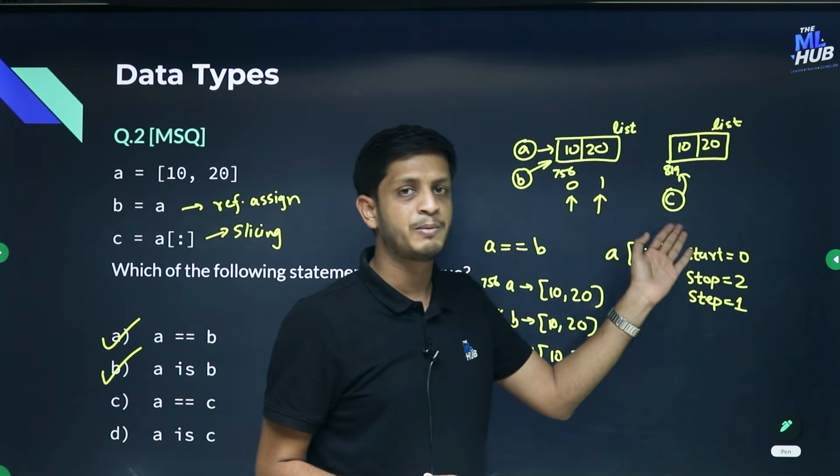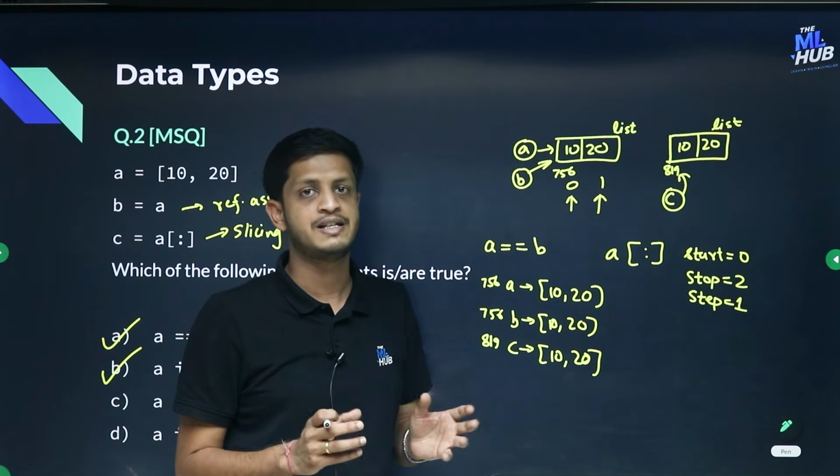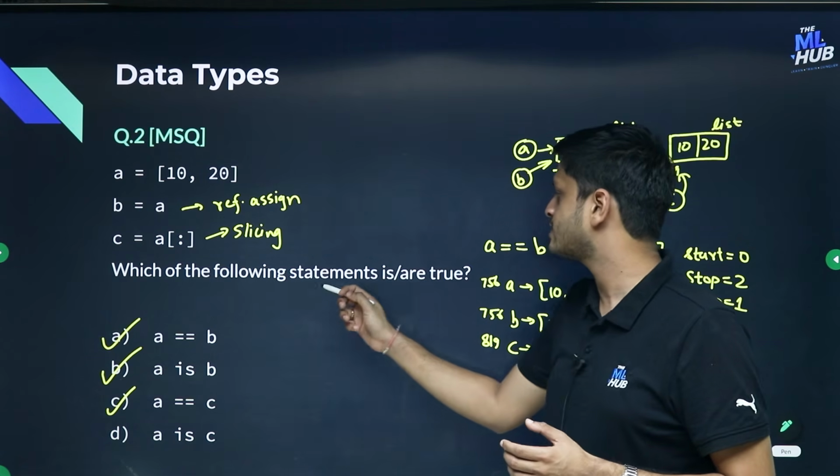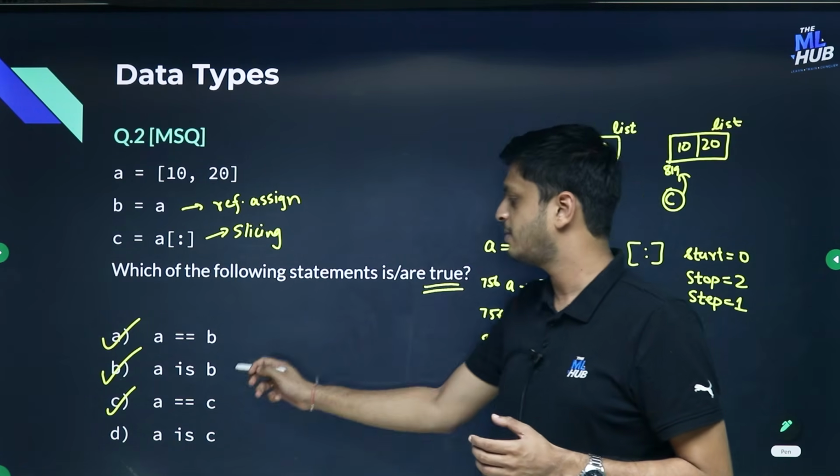Although they are pointing to different memory locations, the value is the same. Both the lists are exactly the same, and hence A equal to C is also true. They are asking which of the following is or are true. So A, B, C are true.